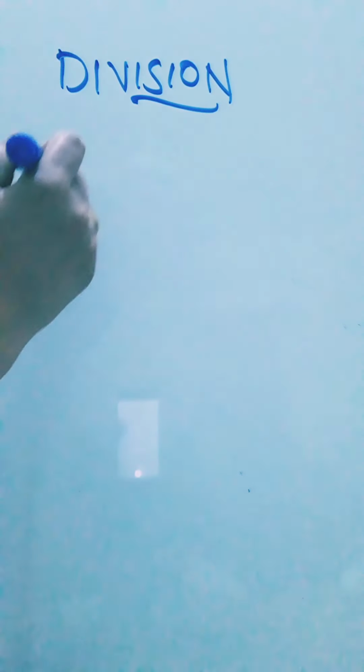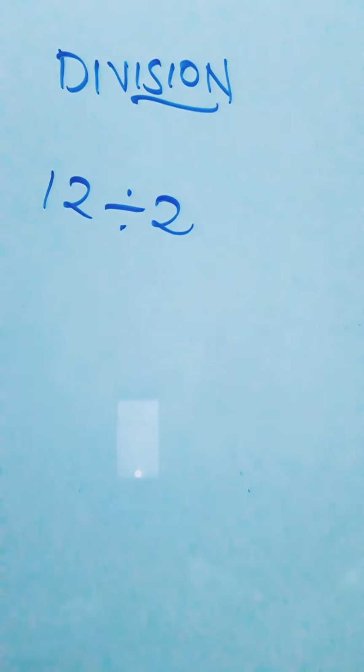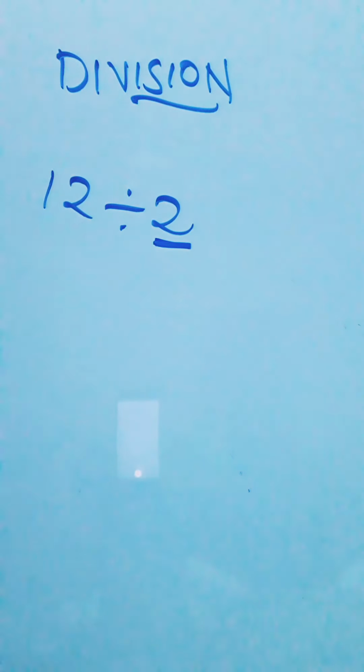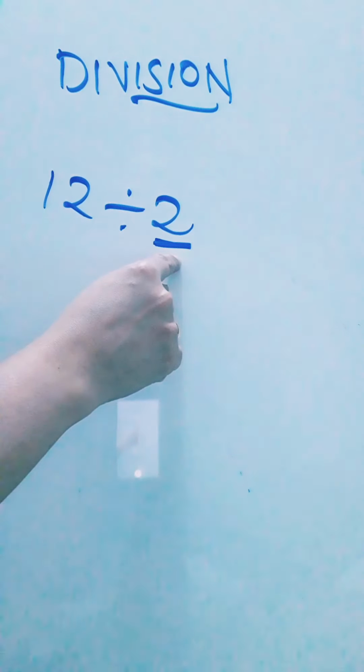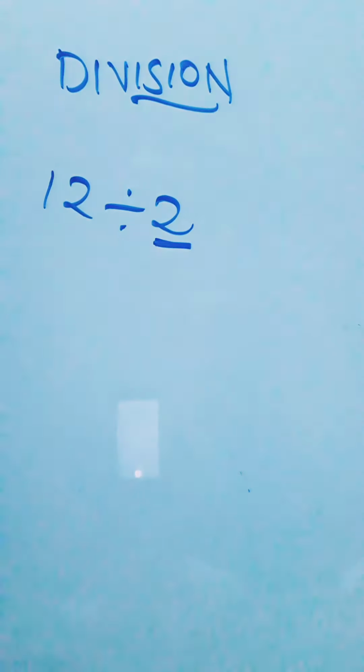Suppose I write 12 divided by 2. Without repeated subtraction, how can we find the answer? That is what I am going to explain now. See here, 12 is the dividend and 2 is the divisor. The number by which we are dividing is called the divisor. So 2 is the divisor here.